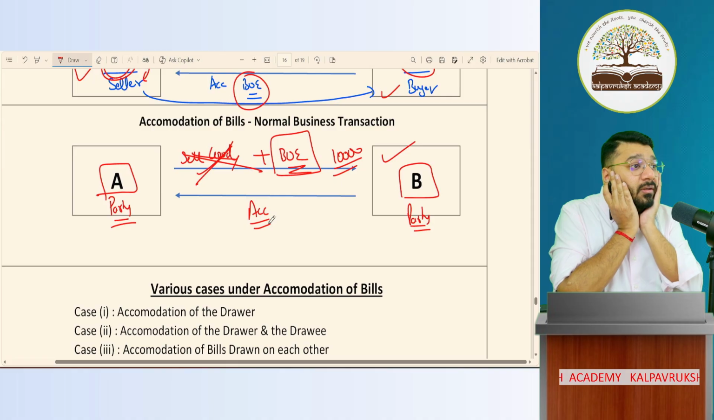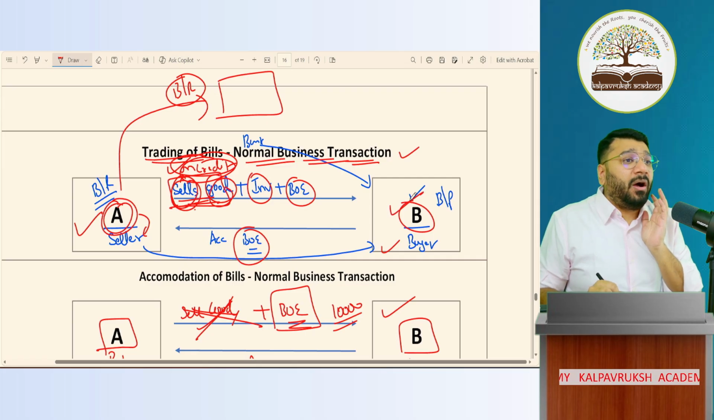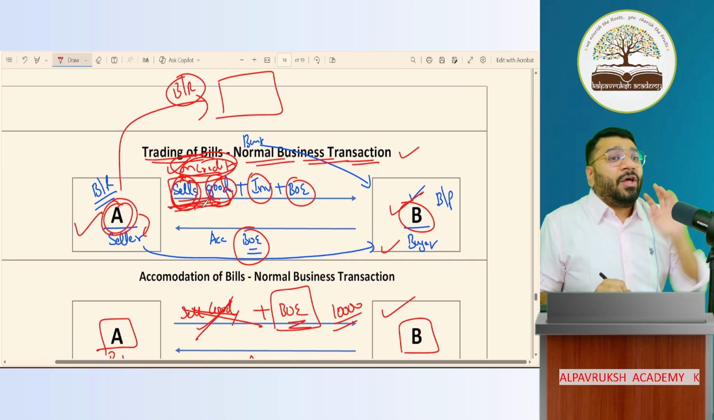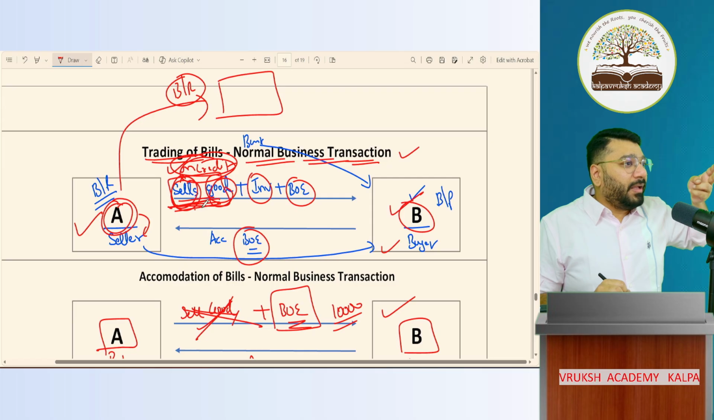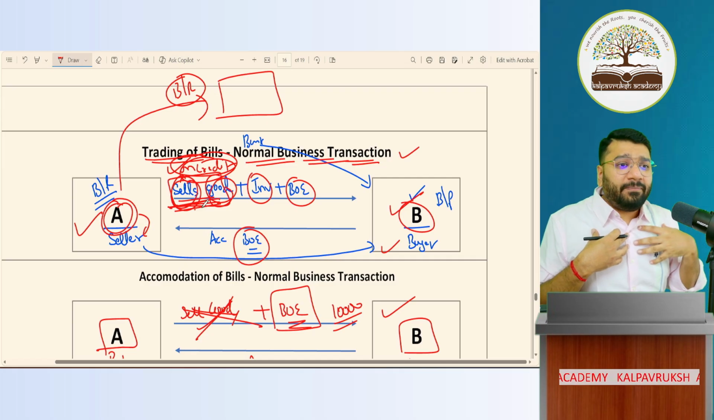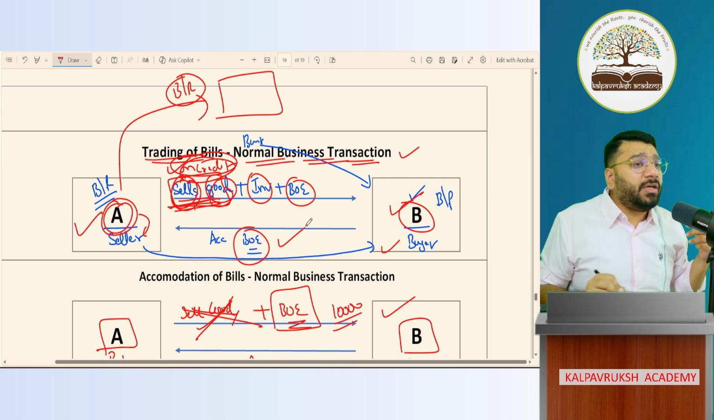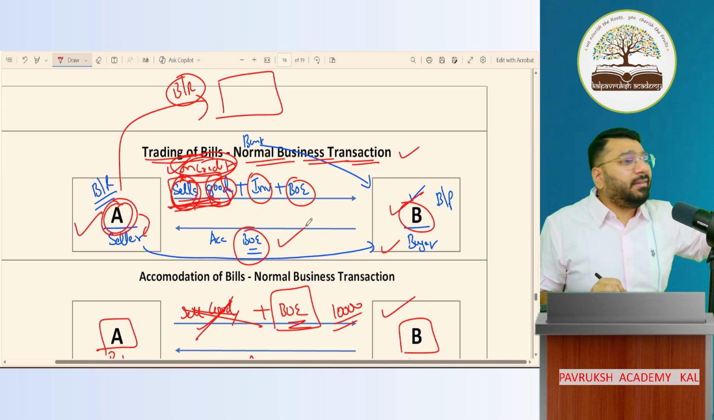Oh my God. In the previous case, B is accepting because he has enjoyed one product. For that product, he has to pay money. If I enjoy a product, then I have to pay money for it. Until I pay the money, it's my liability. So B accepting the bill of exchange here is very normal, very casual, nothing wrong in it.